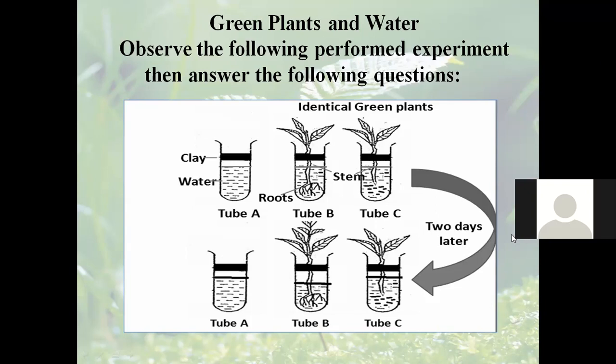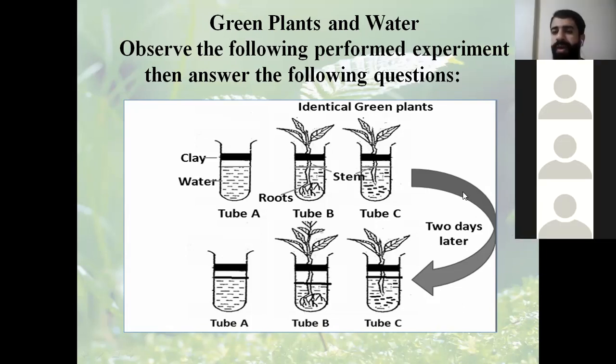Why is it a control? Because it contains no plant. So there is no plant and nothing to do. It's only water and it contains clay. This is to prevent the evaporation of water due to sunlight and so on. So they put the clay. Here they have only water and the clay, so the level of water remains the same. So the role of tube A is a control tube. It is used to compare and explain the different experimental results.